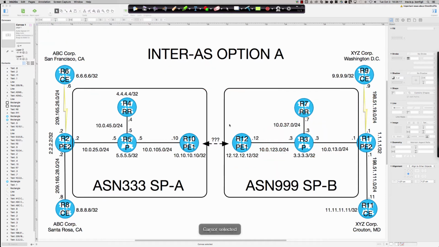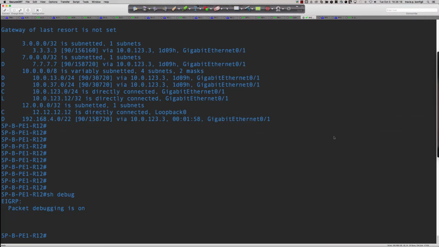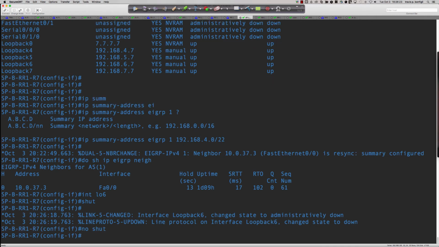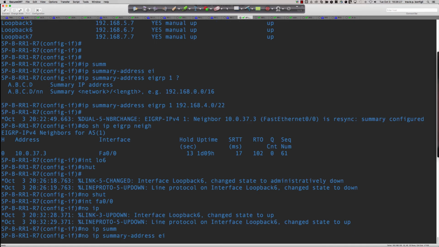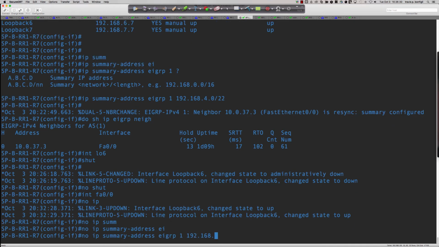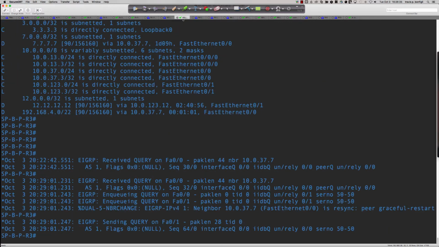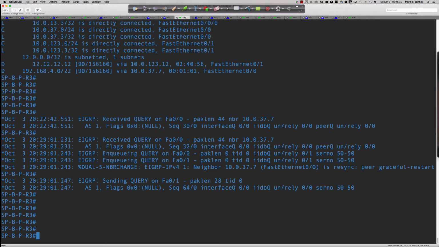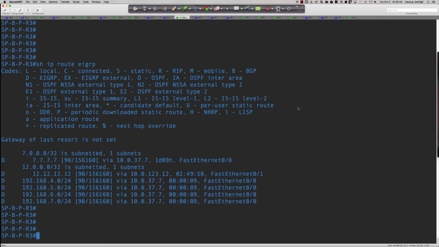So now let's move to the distance conversation. And we'll stick with, let me see, I'm going to kill the summarization here on 7. We'll bring the interface back up, no shut, and then we'll go into interface FastEthernet 0/0, no ip summary-address eigrp 1 192.168.4.0/22. And so now on router 3, we should see, show ip route eigrp, we see our 4 member routes.